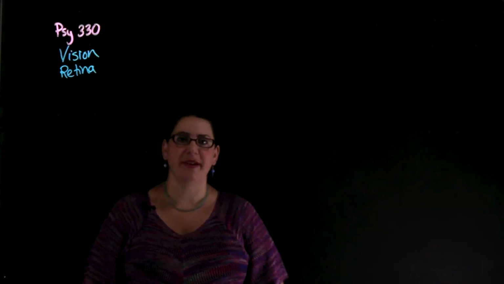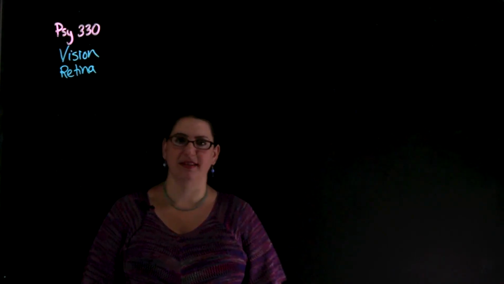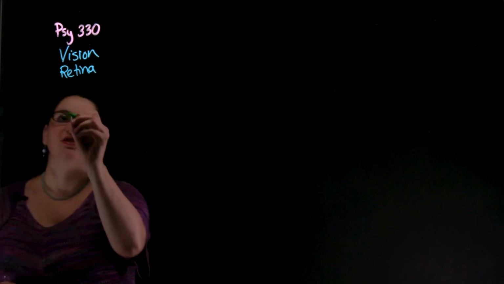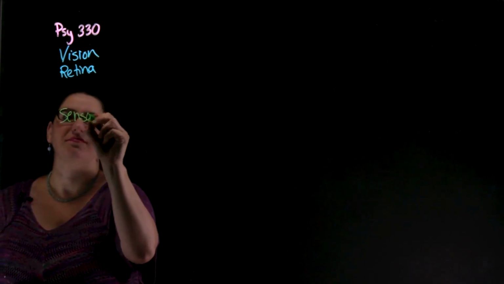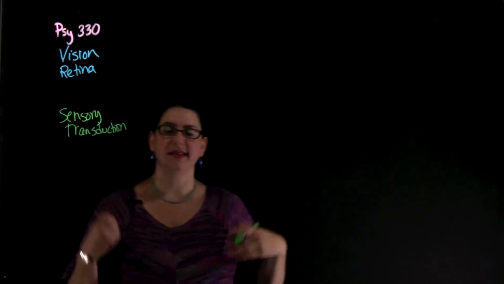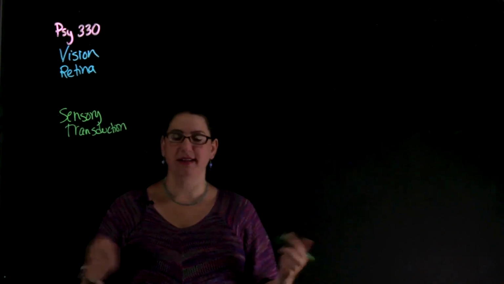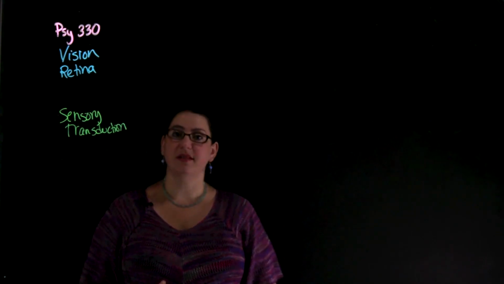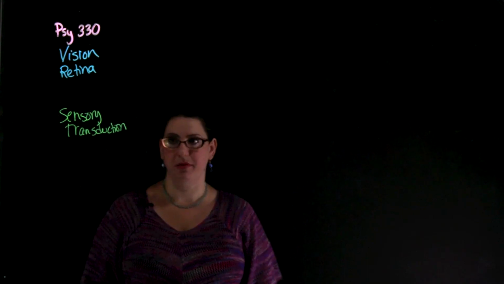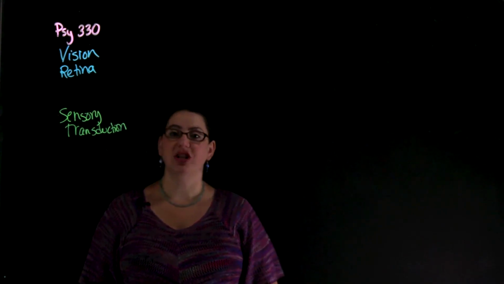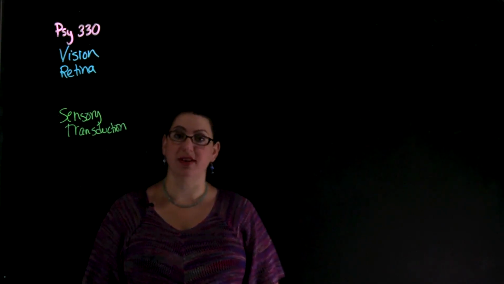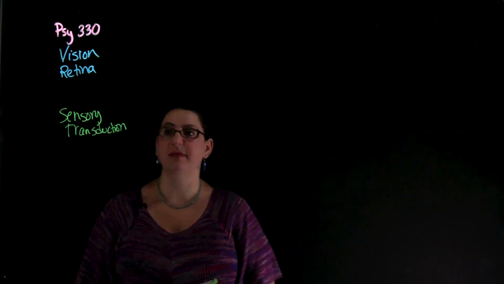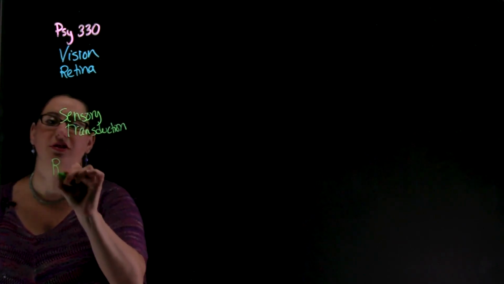Today we're going to talk about sensory transduction in the visual system. Sensory transduction is the process of converting a sensory stimulus into something that our nervous system can understand. And what our nervous system understands is changes in membrane potential. A change in membrane potential in a receptor cell in response to sensory stimulus is called a receptor potential.